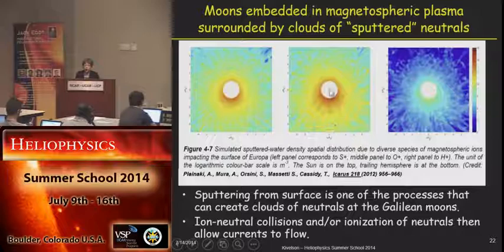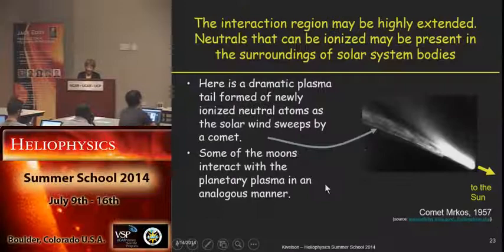So that's the source of the material that carries the closure currents I was discussing as necessary when I showed you the Alfvén wing currents in the canonical planetary, planetary moon environment. The interaction region can be highly extended.